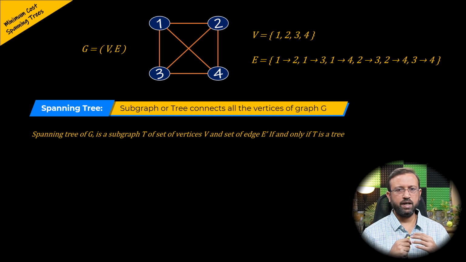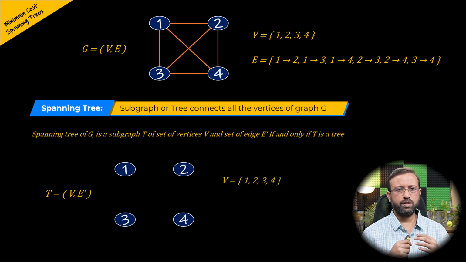Then the spanning tree T of the graph G is a tree with all the vertices in G, that is vertices 1, 2, 3 and 4, and the subset of edges in G, that is a set of edges E dash with the edges between vertex 1 to vertex 2, vertex 1 to vertex 3 and between vertex 2 to vertex 4. Remember, the spanning tree of a graph is a tree. So, there cannot be any loops in the spanning tree.